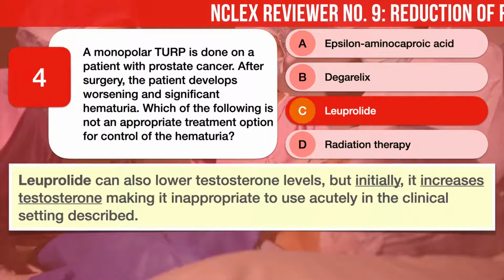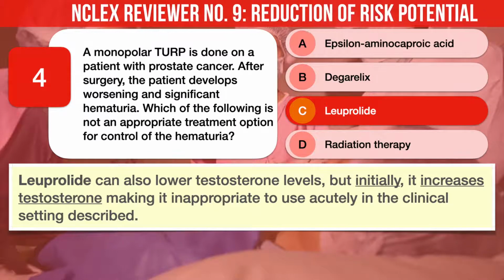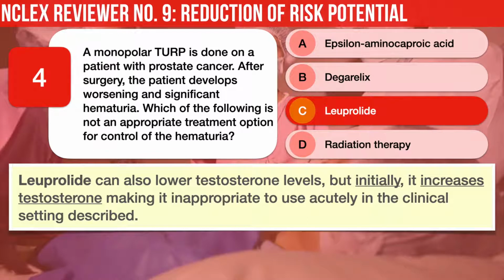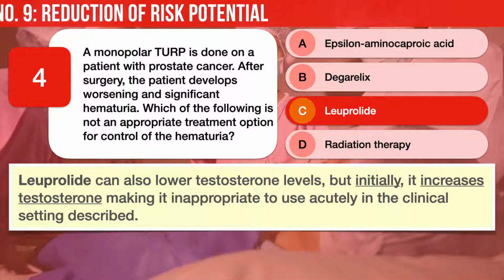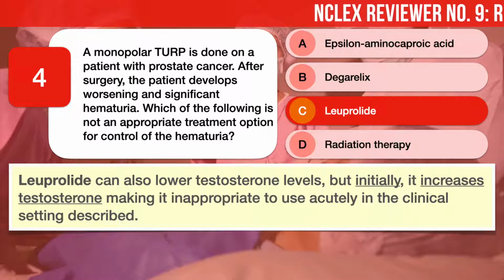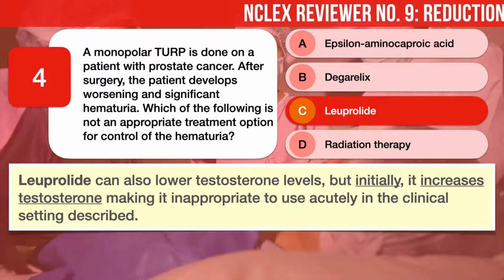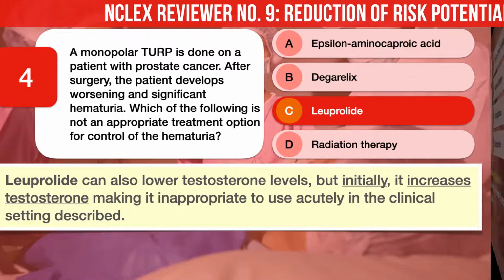Radiation therapy in limited doses can be used to help manage acute prostatic bleeding. Degarelix is an LHRH antagonist and will quickly lower testosterone levels, which will help with bleeding. Leuprolide can also lower testosterone levels, but initially, it increases testosterone, making it inappropriate to use acutely in the clinical setting described.